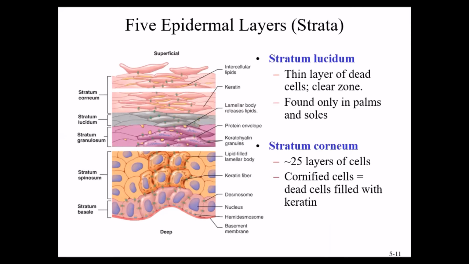Then the outermost layer, the most superficial layer of the epidermis, is called the stratum corneum. These, of course, are dead cells. They're referred to as being cornified because the keratin inside of them makes them very rigid and tough cells.